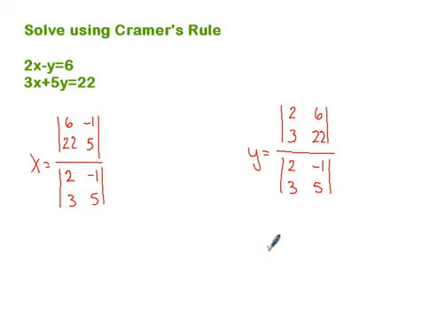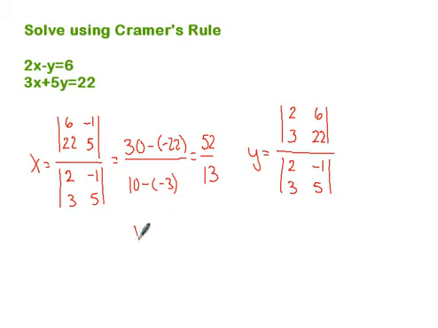All right. From here, you've got to find the determinant of the numerator and the denominator and then divide the two. The way you find the determinant, you multiply the top left number with the bottom right number and then subtract that from the other cross product. So 6 times 5 is 30, and we're going to subtract that from negative 1 times 22, which is negative 22. On the bottom, we're going to do the same thing. Remember, top left to bottom right, 10 minus, and that's a negative 3. And then here we get 30 plus 22, which is 52, divided by 13. 52 divided by 13 is 4, so I know x is 4.